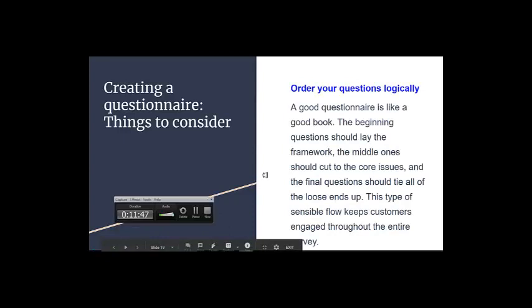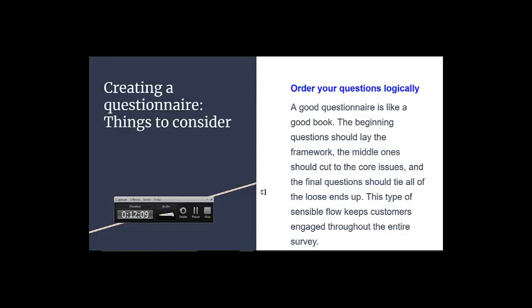Another thing to keep in mind is to order your questions logically. A good questionnaire is like a good book. The beginning questions should lay the framework, the middle ones should cut to the core issues, and the final questions should tie all of the loose ends up. This type of sensible flow keeps customers engaged throughout the entire survey.